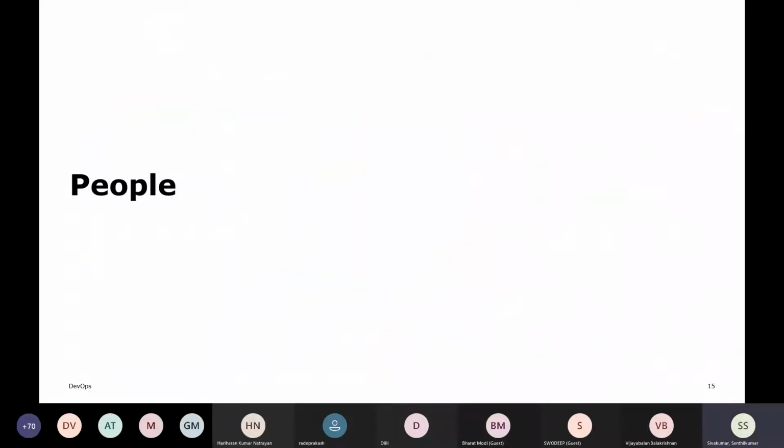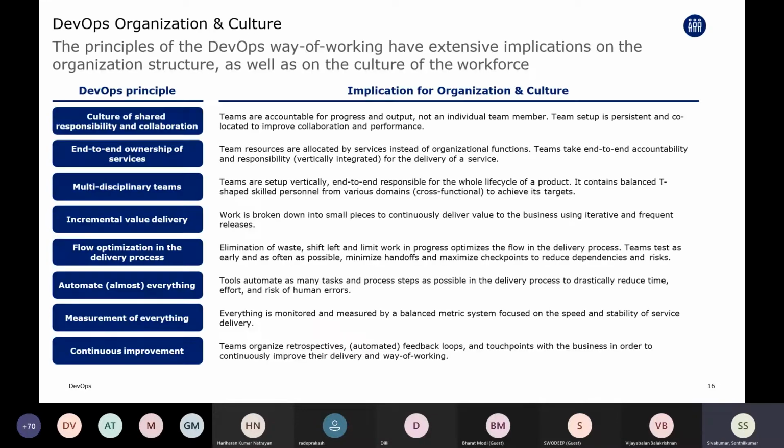The next one is we are going to take one component, that is people. So this is very important. Here only the DevOps principle is directly influencing in terms of their attributes. The first one is continuous improvement. So continuous improvement is the name which is directly influencing this area. The team, if you are managing the team, organize retrospectives, automated feedback loops and touch points with the business in order to continuously improve their deliverables and way of working. So this is one of the DevOps principles.